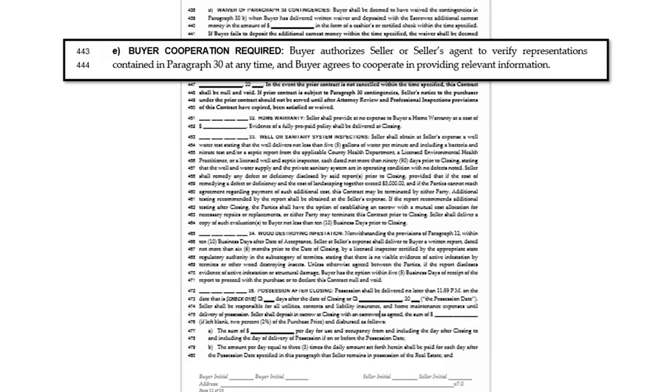Up at the top, above where it says buyer cooperation required, it says waiver of paragraph contingencies. Basically what that's saying, if you'll just take a look at that, and I know it's a little bit hard to see, but it's there: buyer is deemed to have waived his contingencies when the buyer delivers a written waiver and deposits additional earnest money in the amount of blank. So that's what I wanted to talk to you about.